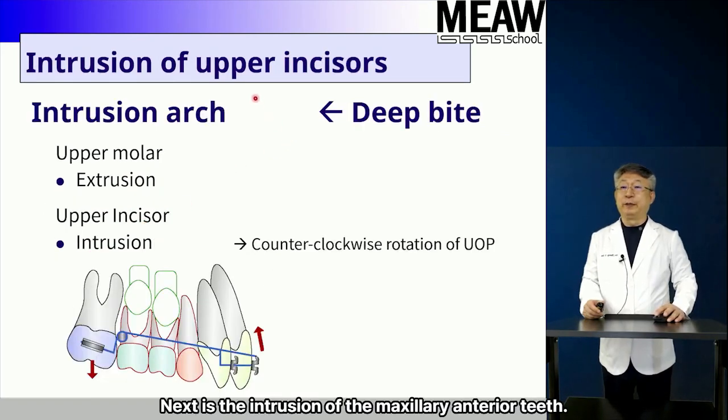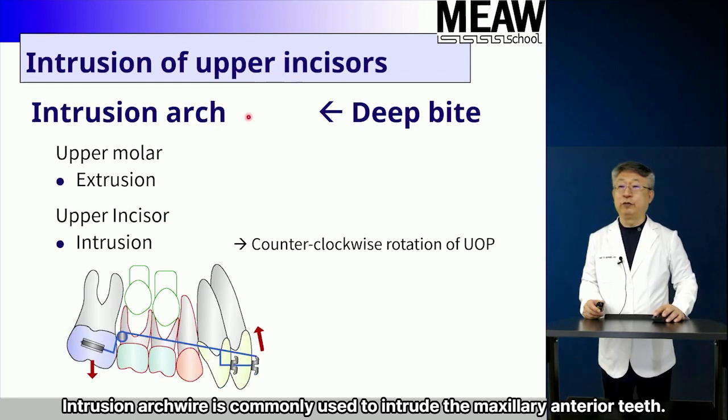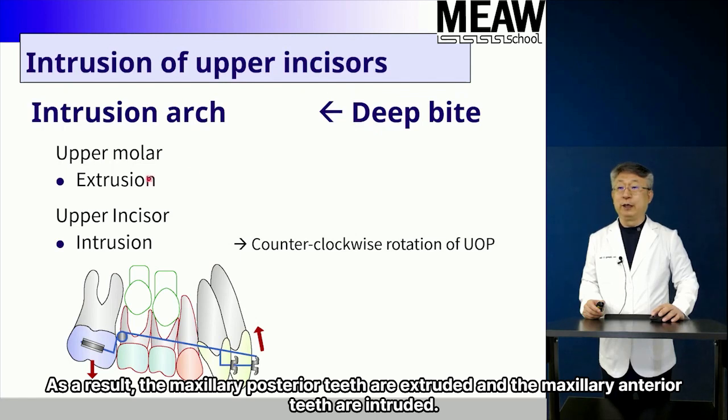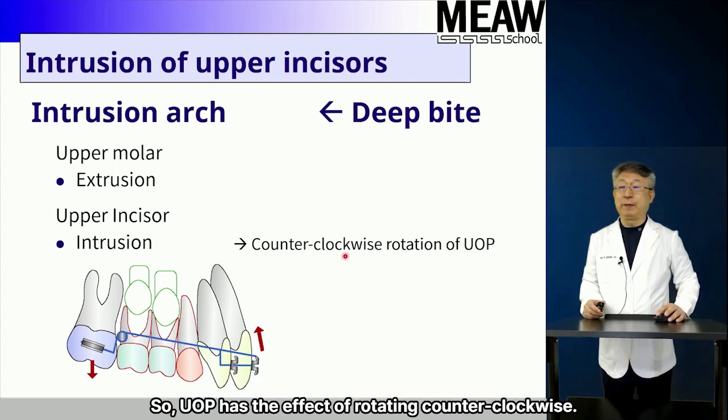Next is the intrusion of the maxillary anterior teeth. Intrusion archwire is commonly used to intrude the maxillary anterior teeth. Intrusion archwire is mainly used for deep bite cases. As a result, the maxillary posterior teeth are extruded and the maxillary anterior teeth are intruded. So, UOP has the effect of rotating counterclockwise.